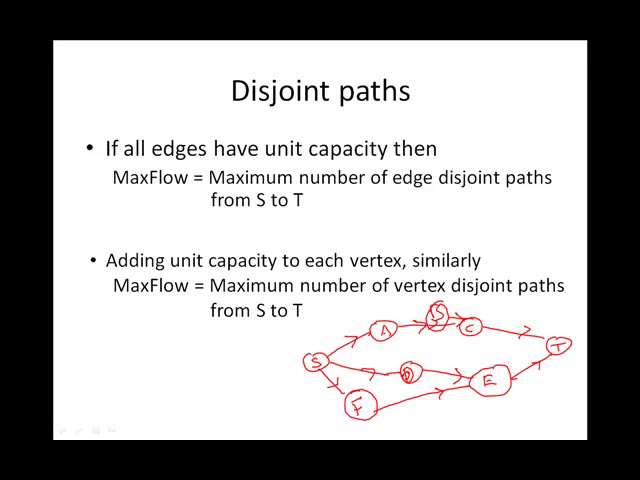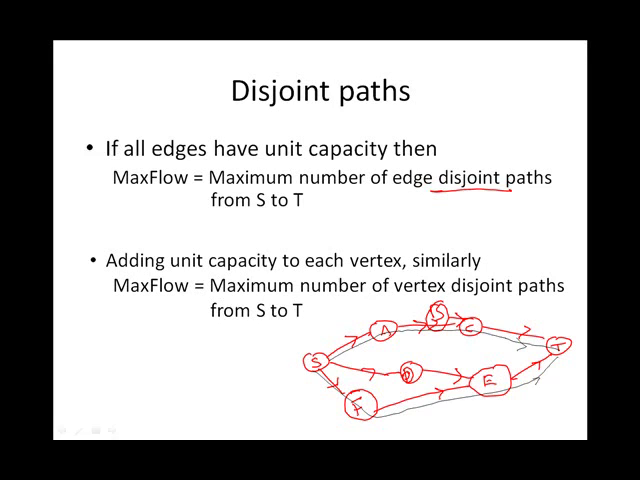So the question is, what is the maximum number of edge disjoint paths from S to T? So what is meant by an edge disjoint path? That is nothing but two paths from source to sink should not share the same edges. Okay. So in this graph, if you look carefully, we have this path from source to sink, and we have one more path from source to sink. So I'm just picking a random path.